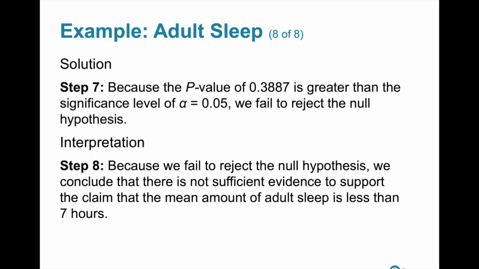Because the p-value is greater than the significance level, we fail to reject the null hypothesis. And what that means is we conclude there is not sufficient evidence to support the claim that the mean amount of adult sleep is less than 7 hours.